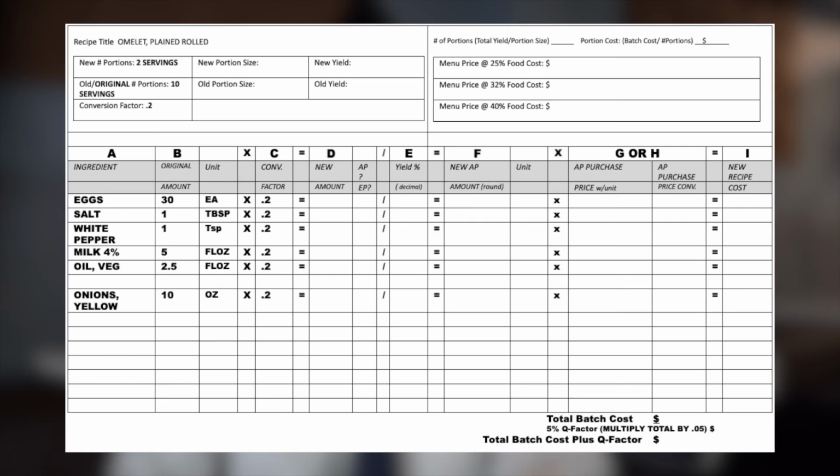With this recipe for omelets, chef says to make 2 servings versus 10. So remember, just say NO. Divide the new amount, which is 2 servings, by the original amount, which is 10 servings. Your conversion factor comes out to equal 0.2. Referring to video number 2, you would plug this 0.2 in the orange column, or column C.